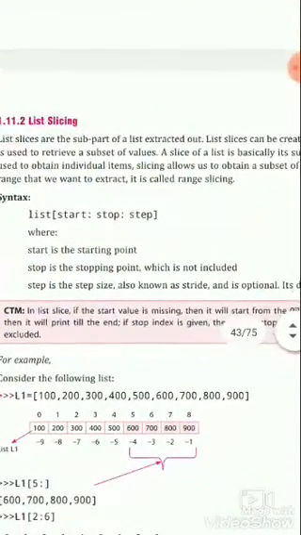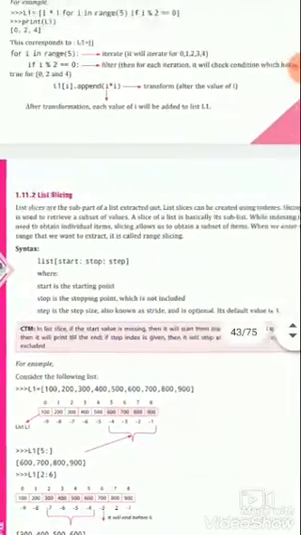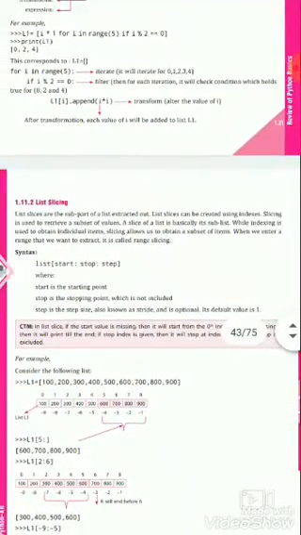So the next part is list slicing. This is also the same as we saw in strings, that list slices are a sub part of a list extracted out. So a list slice can be created using indexes. Slicing is used to retrieve a subset of values; as we consider that the values of a list are a set, a subset is extracted as a slice. A slice of a list is basically its sublist.